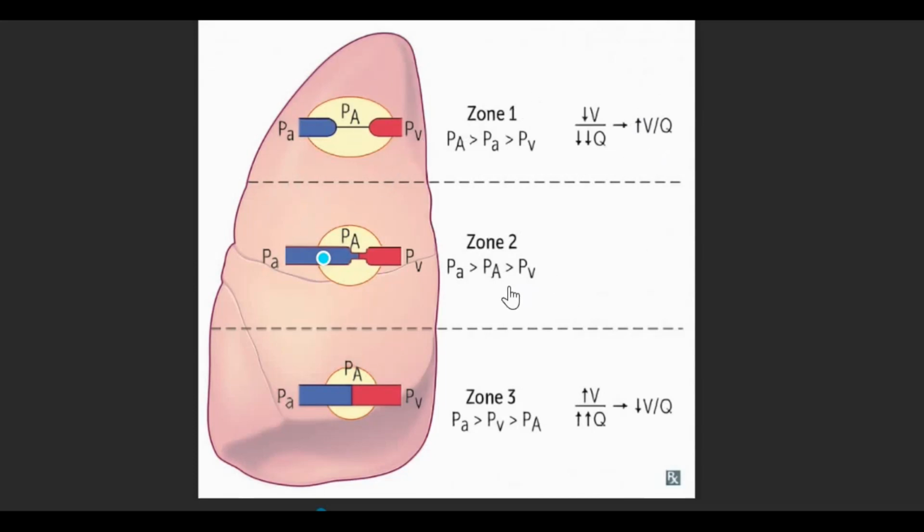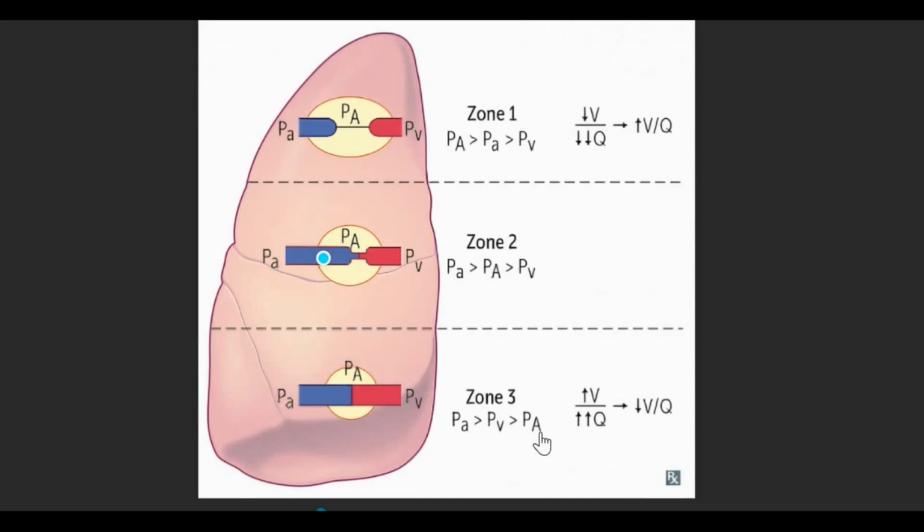Whereas when you go to zone 2 or middle zone, V increases, Q also increases. So there is a match. When you come to zone 3 or base, from apex to base, ventilation increases and perfusion also increases. But perfusion increases more than ventilation because of the vascular structure, or there is more vascular towards the base of the lung. So the denominator is more than numerator, the VQ ratio drops.